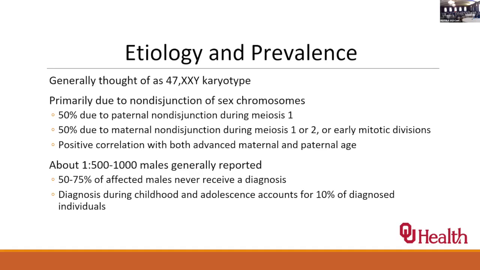When we look at the prevalence, we're probably looking at about 1 in 500 to 1,000 males. I've seen 600, 700, anywhere in that range. A lot of that's because we don't really know for sure. 50 to 75% of affected males never actually receive a diagnosis, to the best of our estimates. And during childhood, which is of course what we're concerned about as pediatric endocrinologists, we only diagnose about 10% of these. And so there's a lot that we miss during childhood.